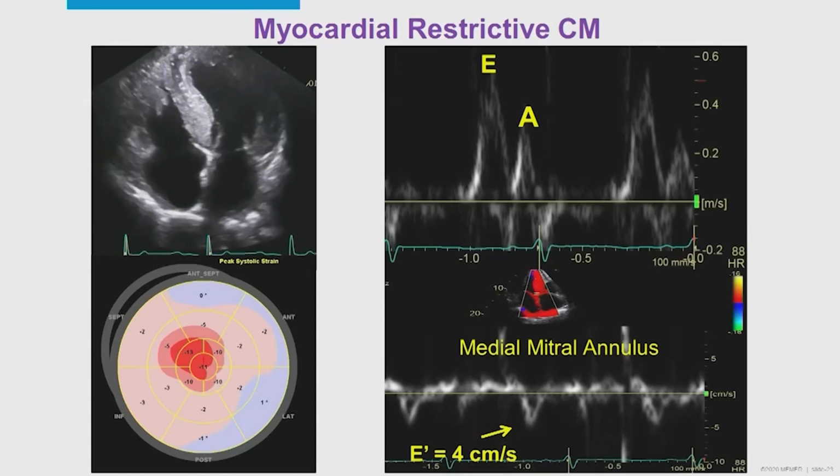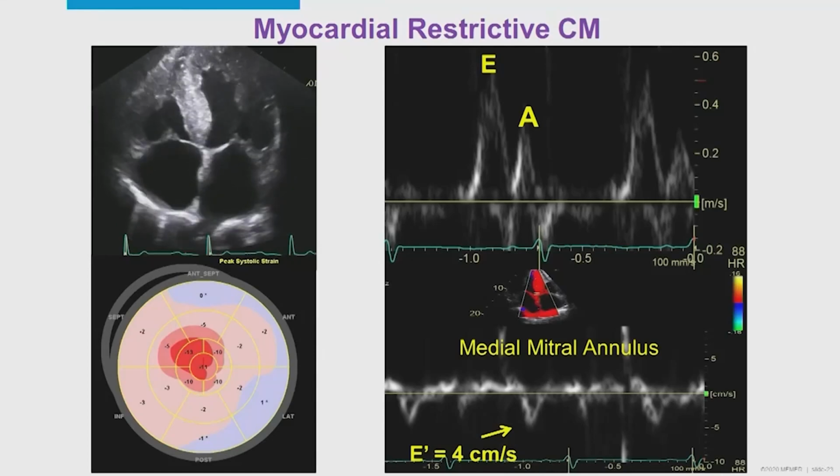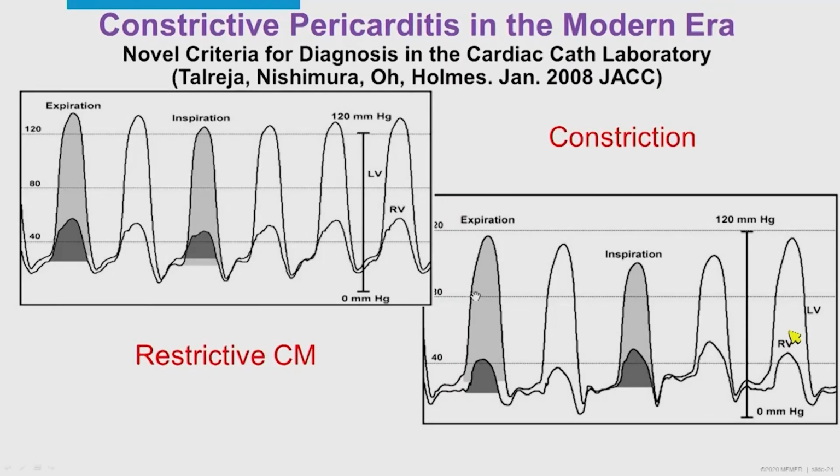So constriction really cannot have E prime of 4 centimeters per second. Most of the times, it has to be more than 8 centimeters per second or so. So this is a typical restrictive cardiomyopathy. And as Dr. Liv Hadley initially showed, this interventricular dependence, she got the idea actually from cardiac catheterization that nobody else recognized. And we did further studies to confirm that in restriction and constriction.